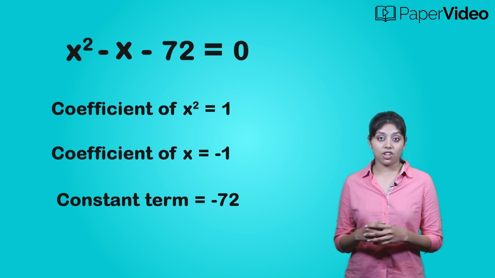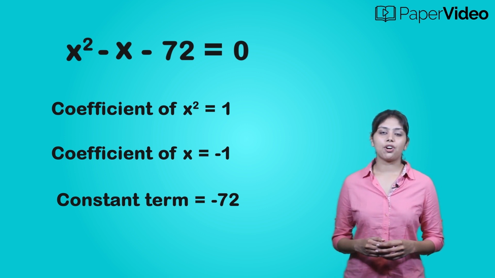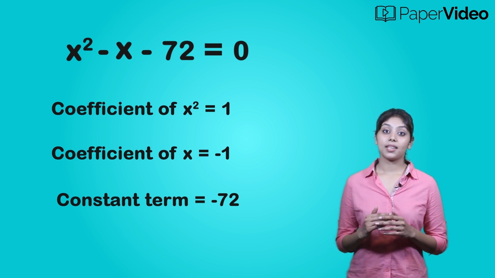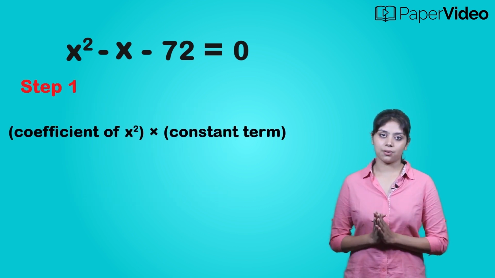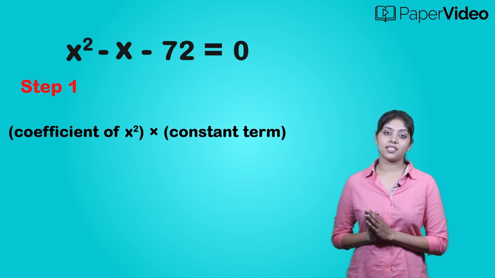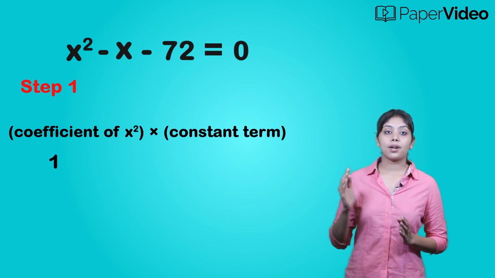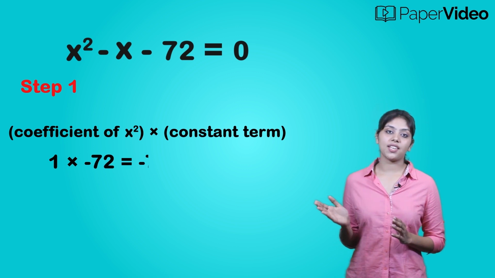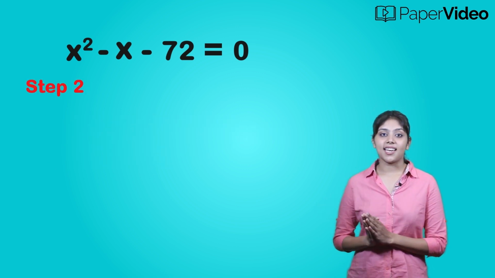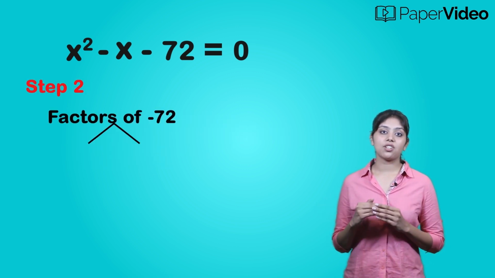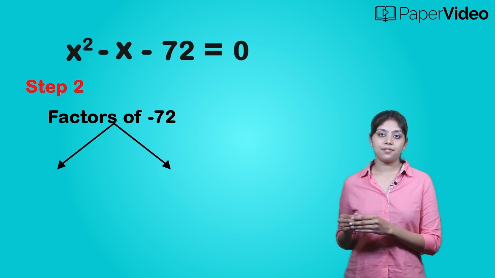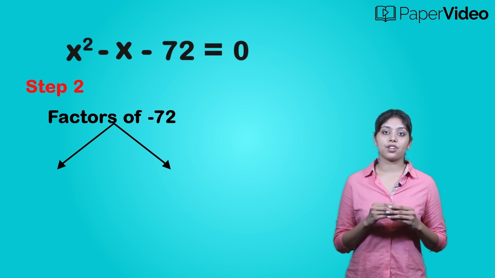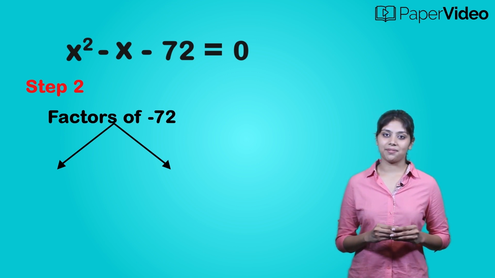To factorize this quadratic equation, we will follow some simple steps. The first step is to find the product of the coefficient of x squared and the constant term, that is, the product of 1 and negative 72. The second step is to find two factors of negative 72, such that their sum or difference is equal to the coefficient of x, which is negative 1.